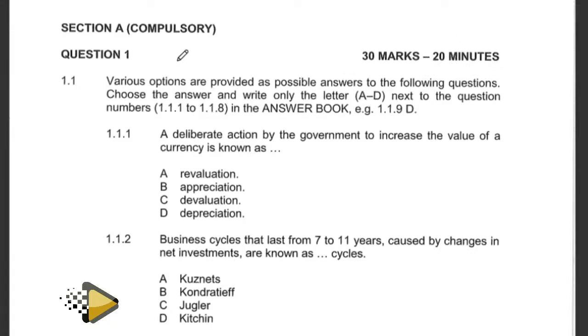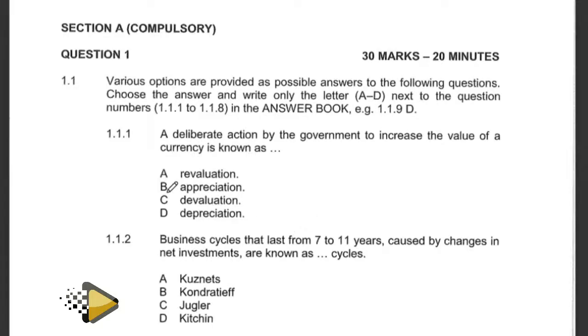Okay, right. So now question 1 reads as follows. In particular 1.1, various options are provided as possible answers to the following questions. Choose the answer and write only the letter A to D. An example is given next to the question numbers. There is 1.1.1 to 1.1.8 in the answer book provided. So the typical example, we have 1.1.9 is D, an option.